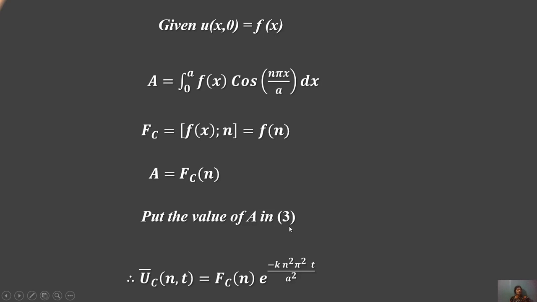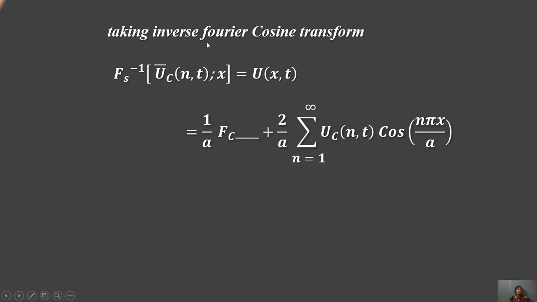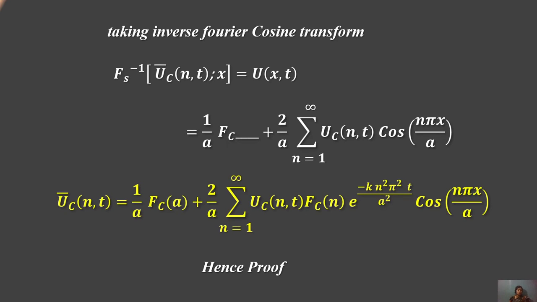Put the value of A in equation 3: u_c(n,t) equals f_c(n) e to the power minus k n square pi square t upon a square. This is as in the previous example. Now take the inverse Fourier cosine transform. Putting in the value gives 1 by a f_c(0) plus 2 by a summation n equals 1 to infinity u_c(n,t) cos(n pi x upon a).